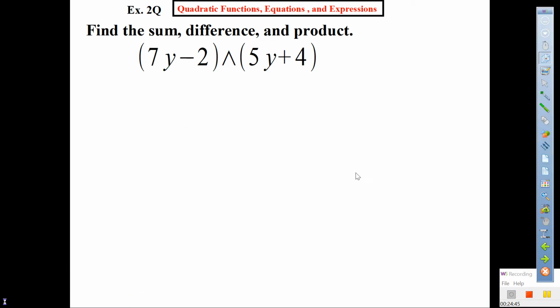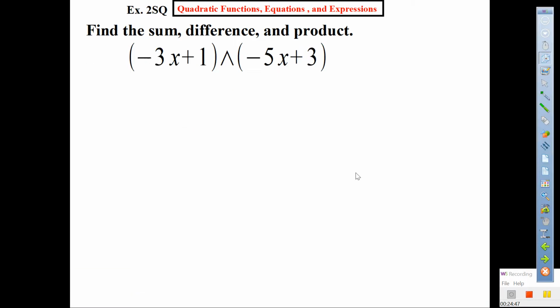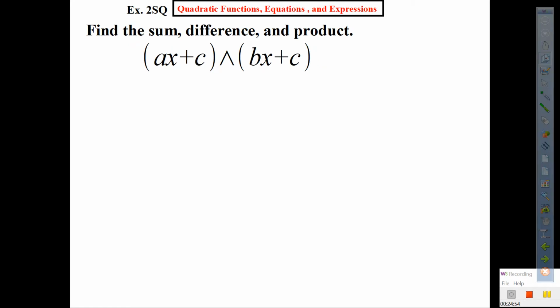How about this one? Not too easy. Copy this one, example 2 super Q. Let's see how you do with that one. As Yoda said, use the Force, Luke. Just follow the process. It's fairly simple. You'll see how it works. I'll give you some time for that. Example 2 super Q gives us ax plus c and bx plus c. Copy.